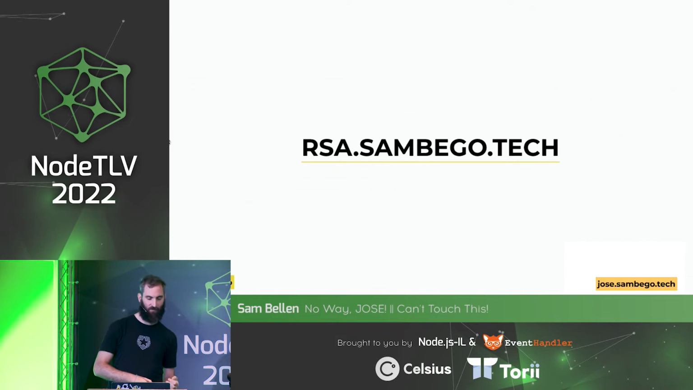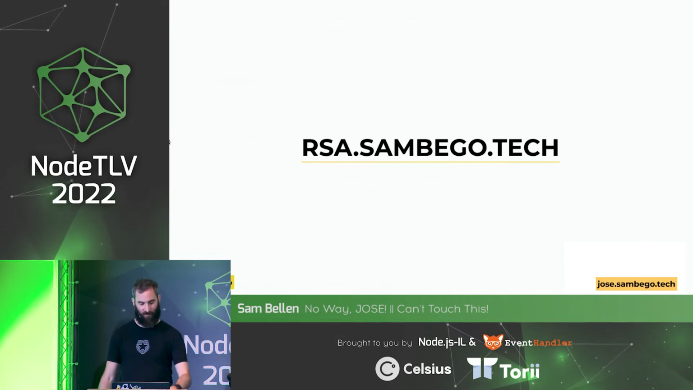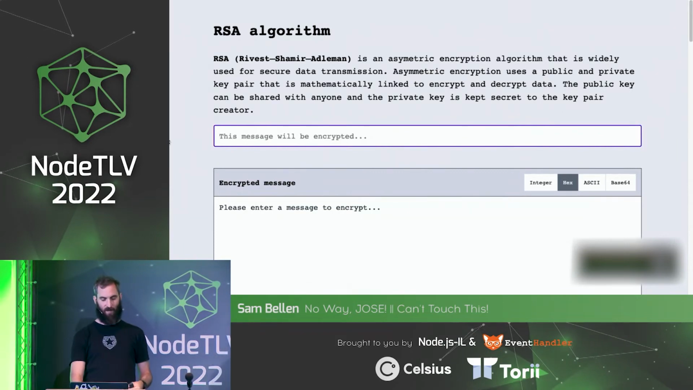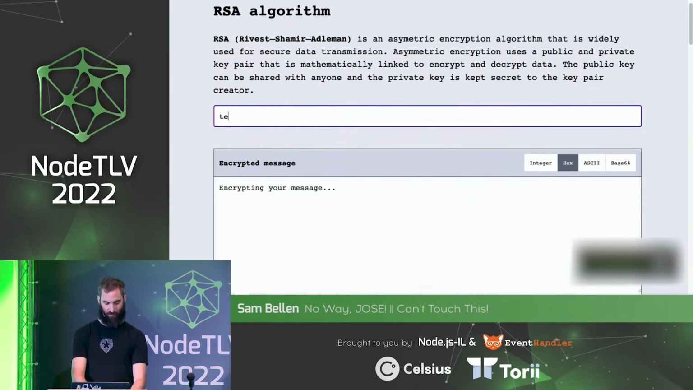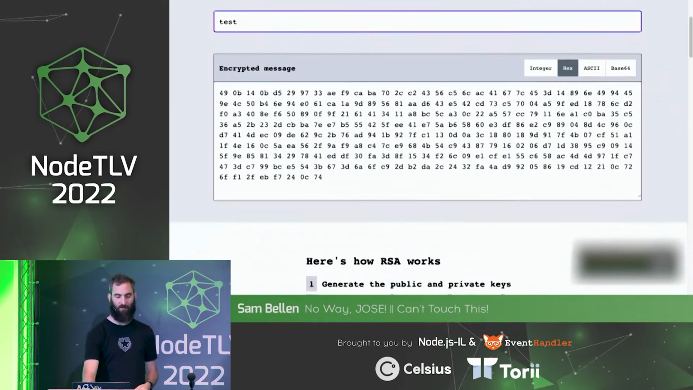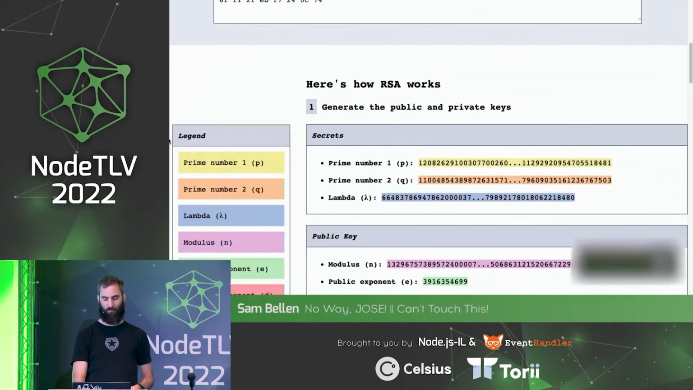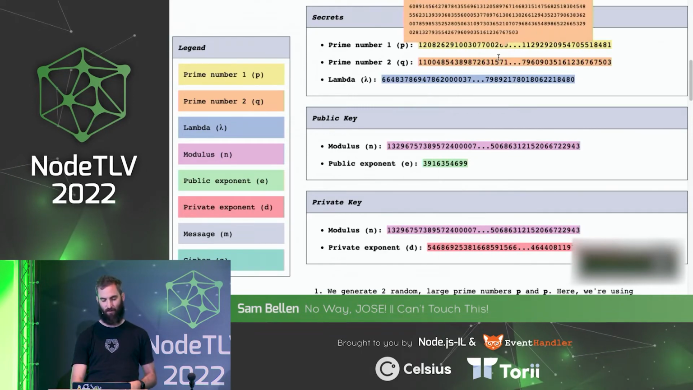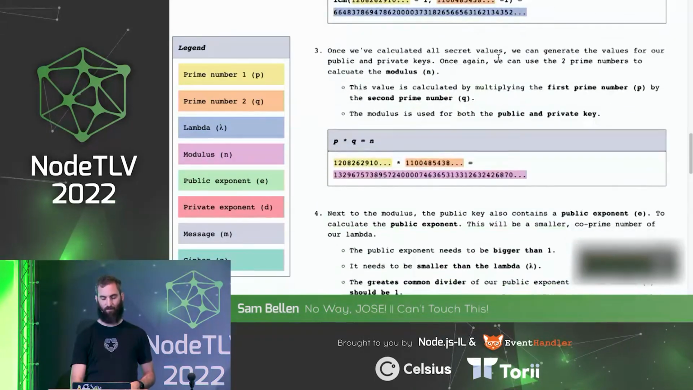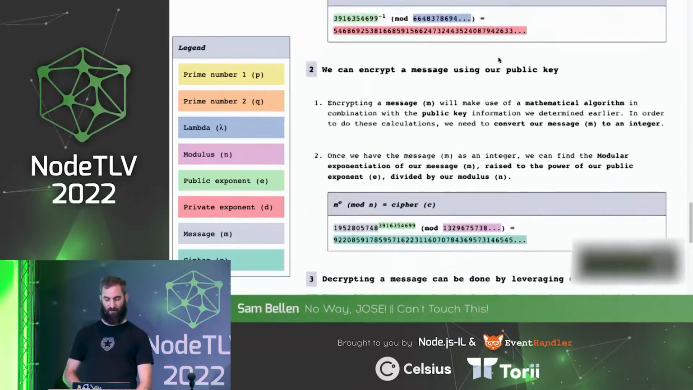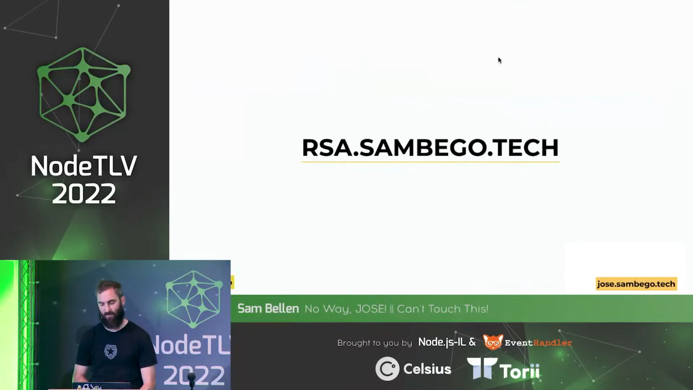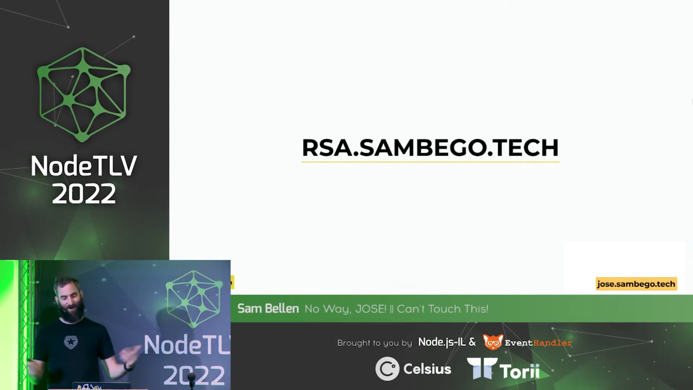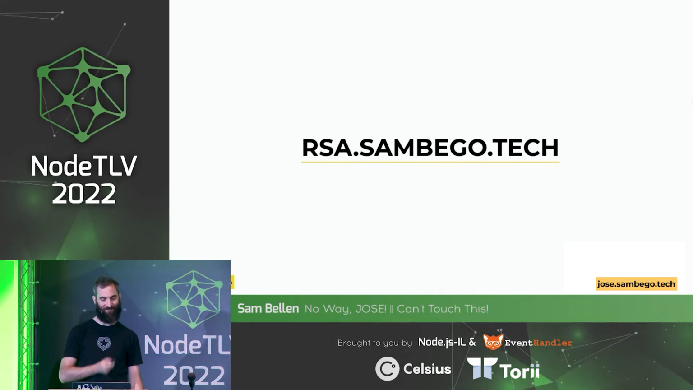I created a little playground at rsa.sambigo.tech. It's still a work in progress, but if you want to know more about RSA and how it works, it basically shows you that you can input a string and then you get the encrypted message in certain formats, and it gives you a preview of all the prime numbers and all the numbers that are being used, and it gives you a bit of an explanation. So if you want to know more about RSA, rsa.sambigo.tech, it's still not finished, doesn't work in Safari, but you might learn a thing or two about RSA.